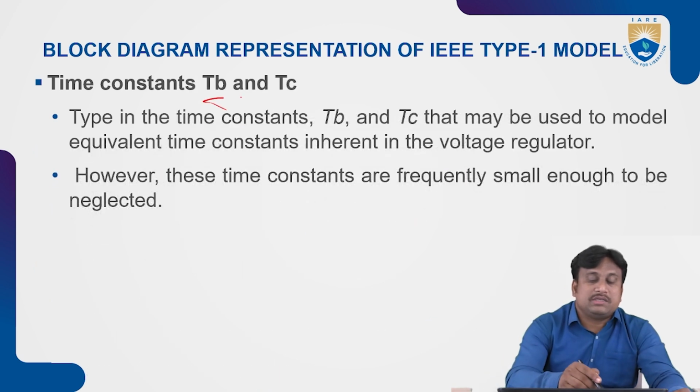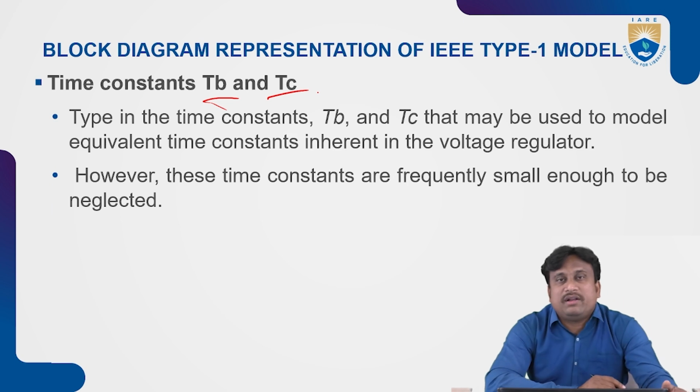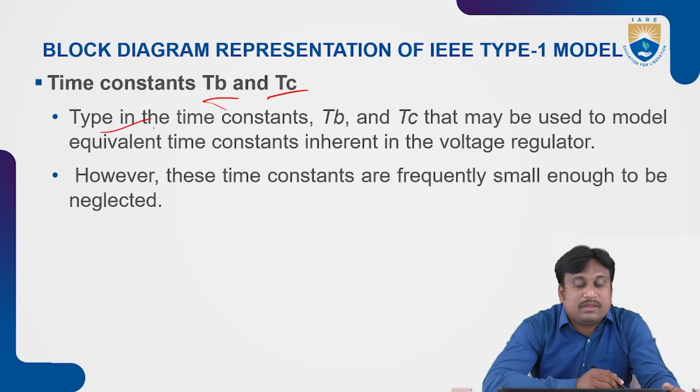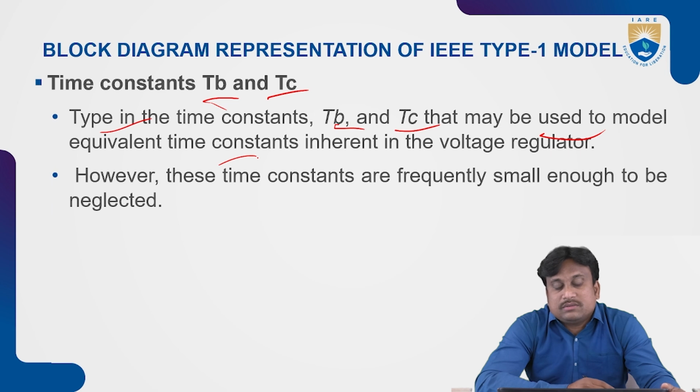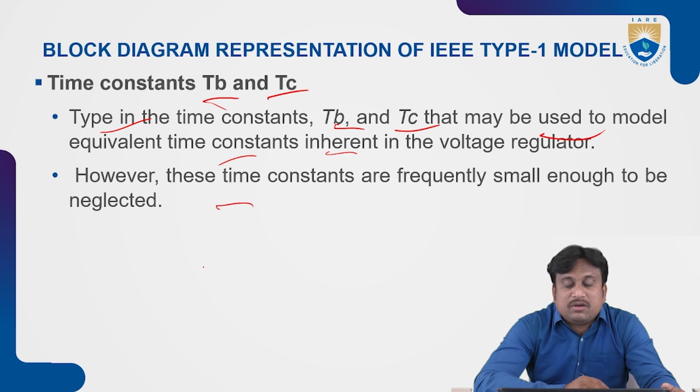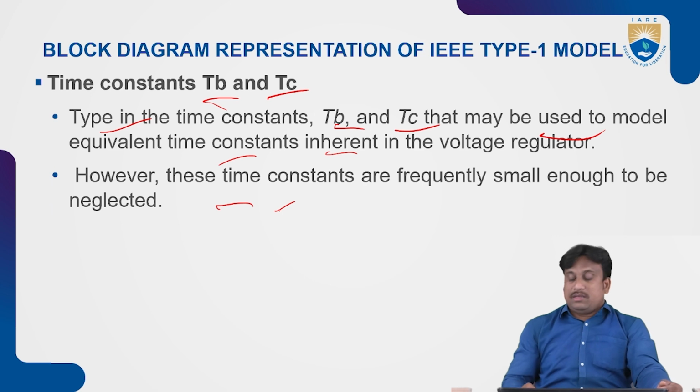And the time constants TB and TC, what do they define? They are time constants that may be used to model the equivalent time constant parameters. That means they are inherent in the voltage regulator. However, these time constants are usually small enough to be neglected. So those are only treated to act for these time constants TB and TC.